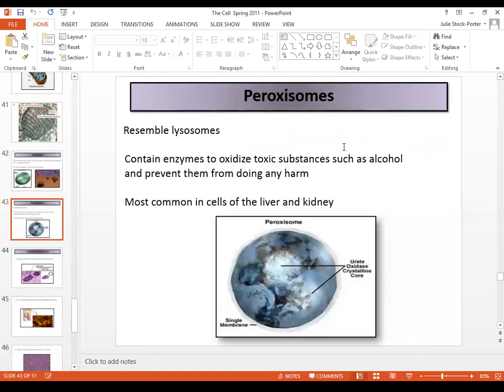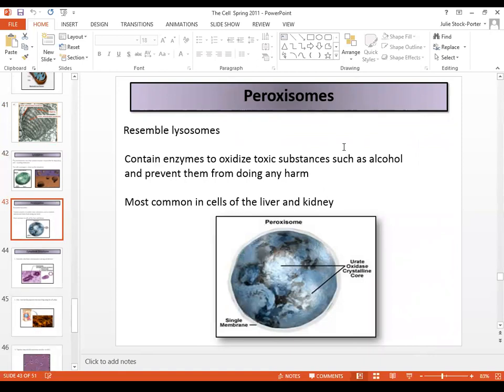We also have peroxisomes. Now, they're like a lysosome. They also have enzymes, but they are very specific to toxic substances like alcohol, and they're going to prevent it from doing any harm. Now, the place that we find peroxisomes are the liver and kidney, because the liver and kidney are the ones that process these toxins. There's a lot of things that are toxins. It's not just alcohol and drugs and stuff like that. I mean, there's parts of coffee that are very toxic.